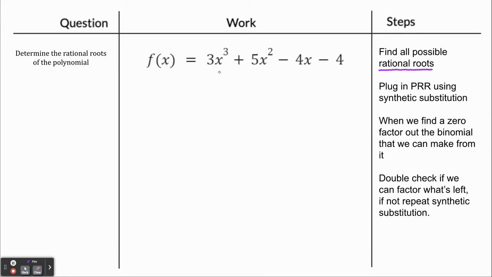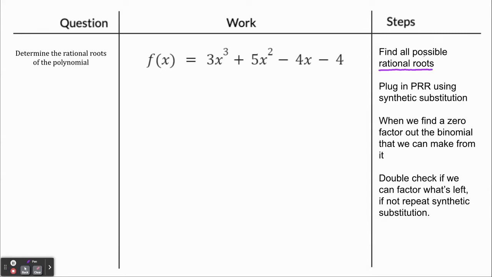Is it a sum or difference of cubes? No. A difference of squares? No. None of that really helps. We could try factor by grouping, but if we start factoring by grouping, we'll quickly see that that's really not going to help us either. So now we've got to go ahead and find all of the possible rational roots.